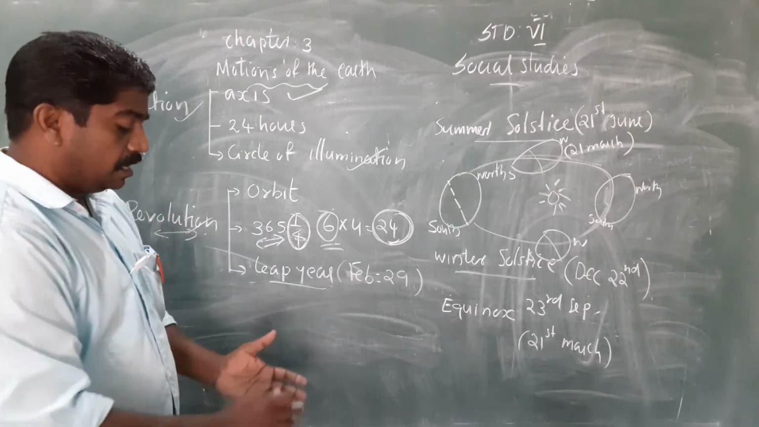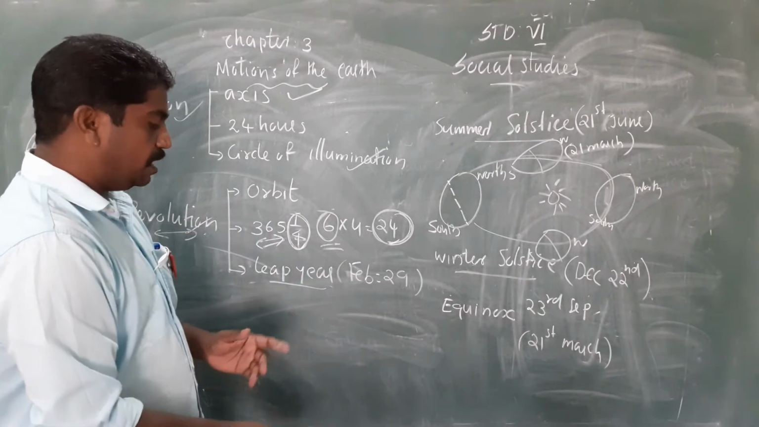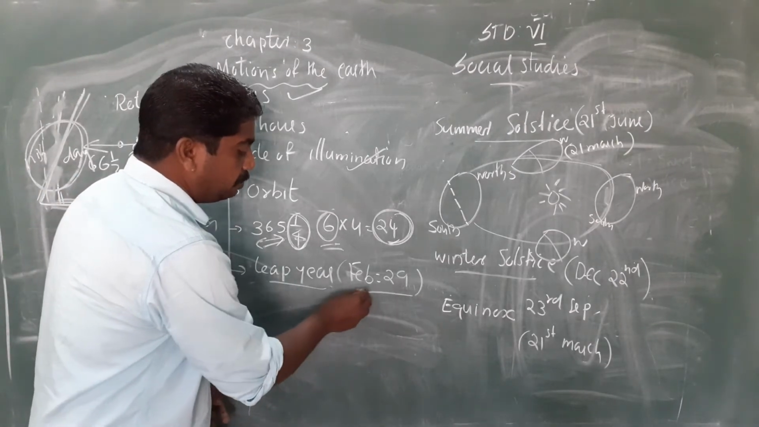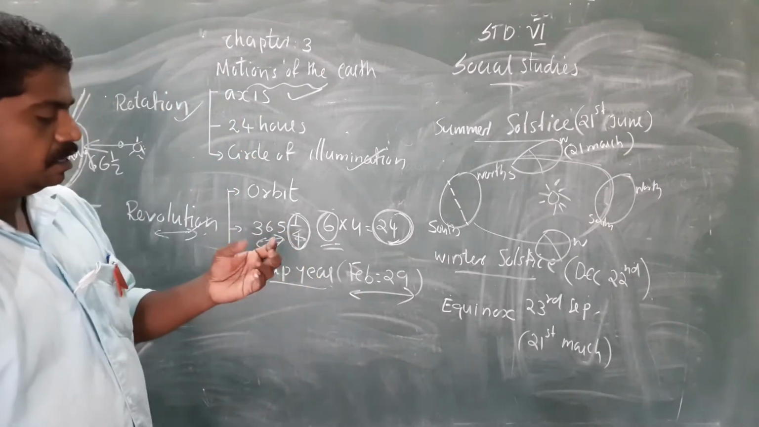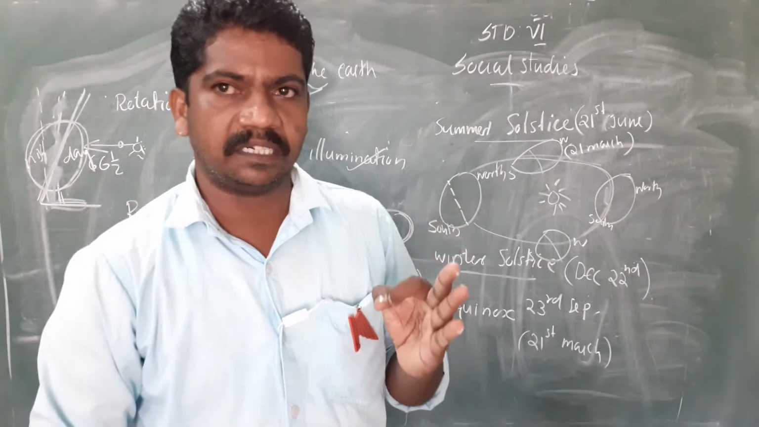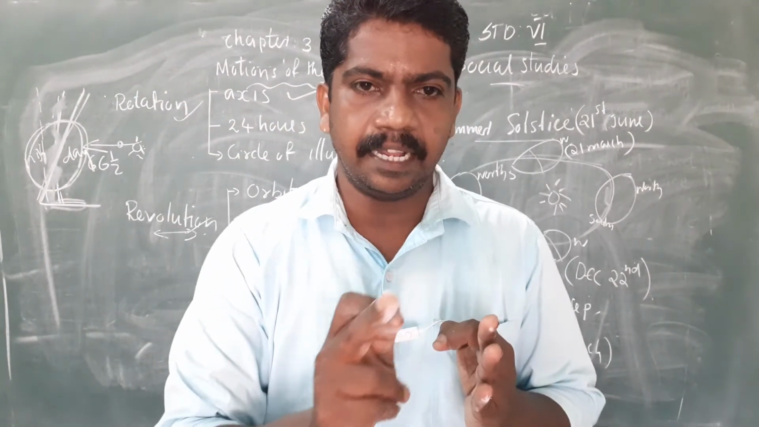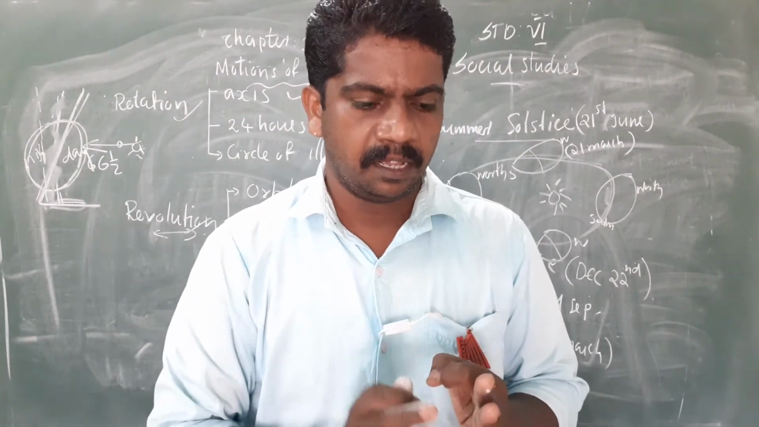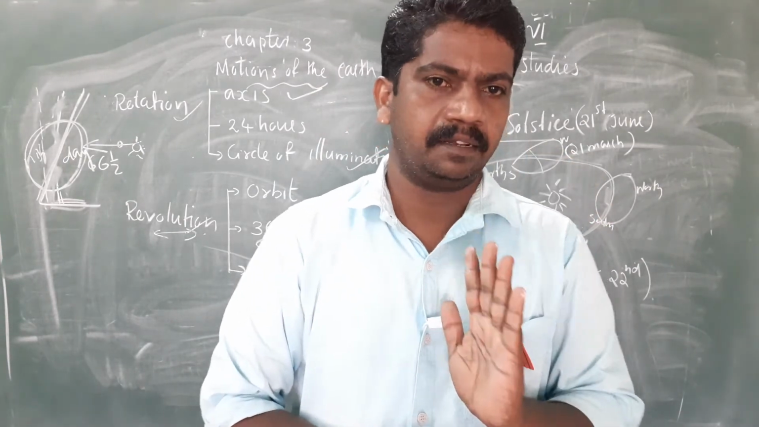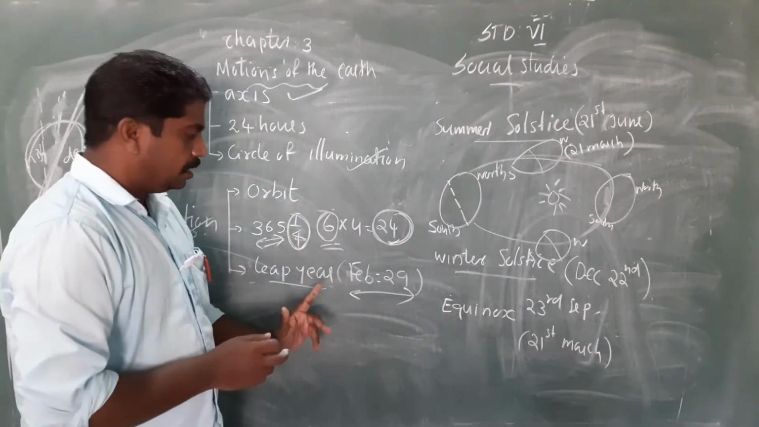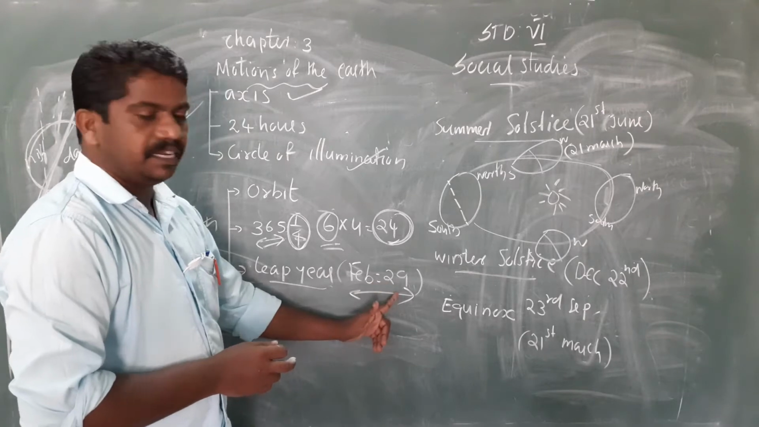Okay, then every 4th year there will be 29 days in February. In the other 3 years we normally have 28 days in February. But in a leap year, February will be 29 days.